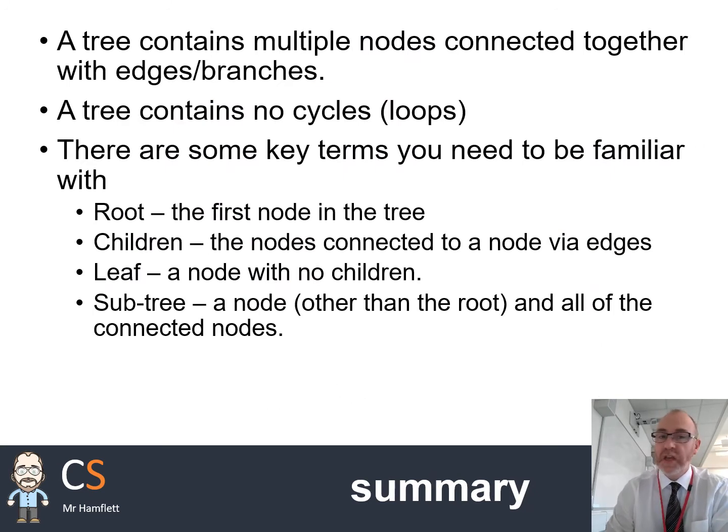So to summarize, a tree contains multiple nodes connected together with edges or branches. We tend to use the word branch when we talk about trees. However, you might see on the internet it called edges as well. It's the same thing, no difference. It has no loops, as I've already said. Key terms: the root is the first node of the tree, children are the nodes underneath a node that it's attached to, a leaf has no children, and finally, a subtree is just a small part of a tree.